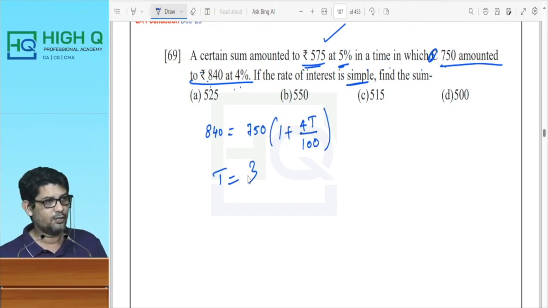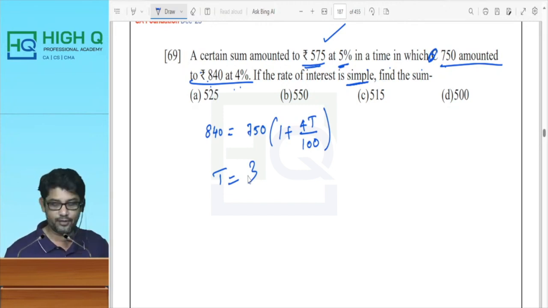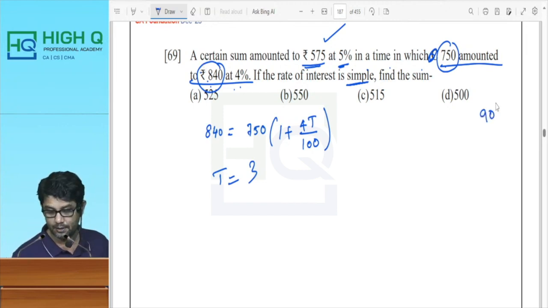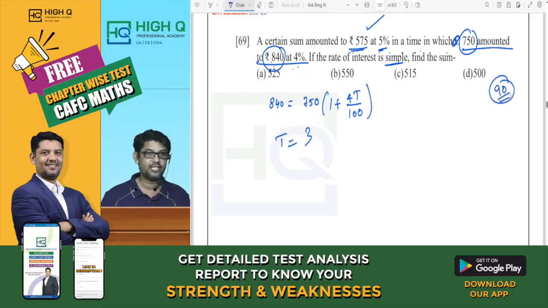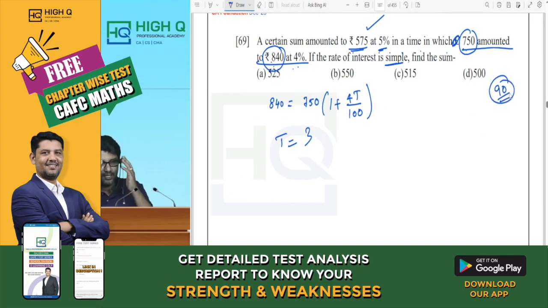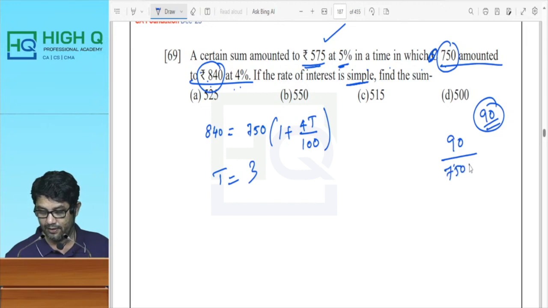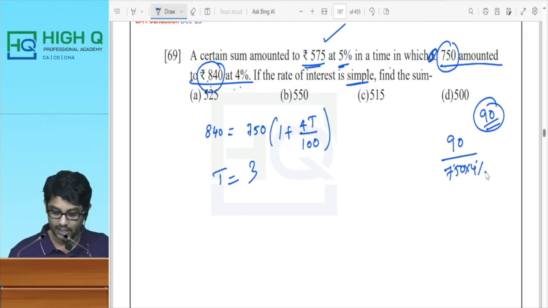Okay. Now the same thing can be found out by a different method also. What is the difference between 750 and 840? 90. This is my simple interest amount for 3 years. Am I right, my dear? Sorry, this is the simple interest for a particular time. We don't know the number of years. If they ask you to find the number of years, simply what you can do, 90 divided by 750 into 4%. What are you getting?